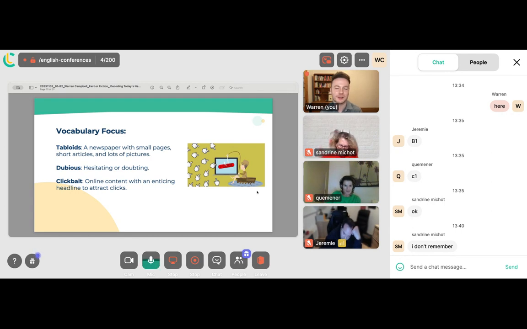And the last word here, clickbait. Clickbait. Online content with an enticing headline to attract clicks. This is quite a new word, given the rise of the internet and publishing news online. So clickbait, as it says, online content with an enticing headline to attract clicks.